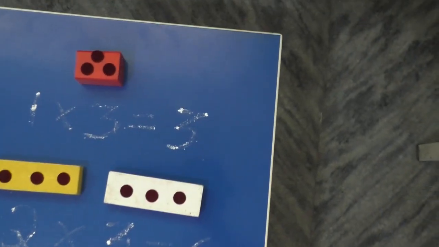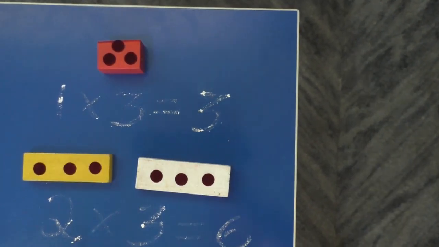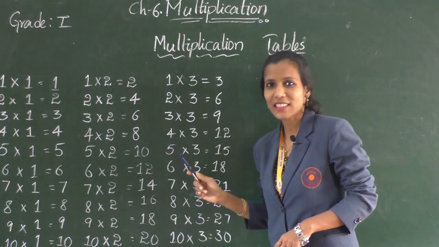So there you can see our 3's table is done with help of blocks and dots. Now let's do 3's tables.